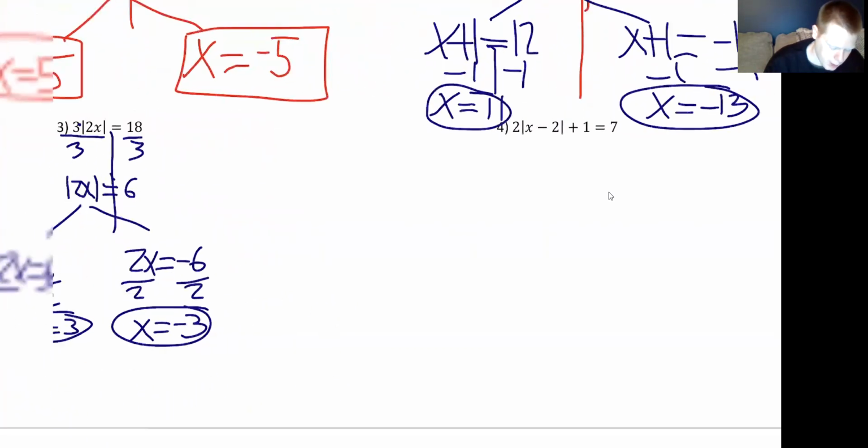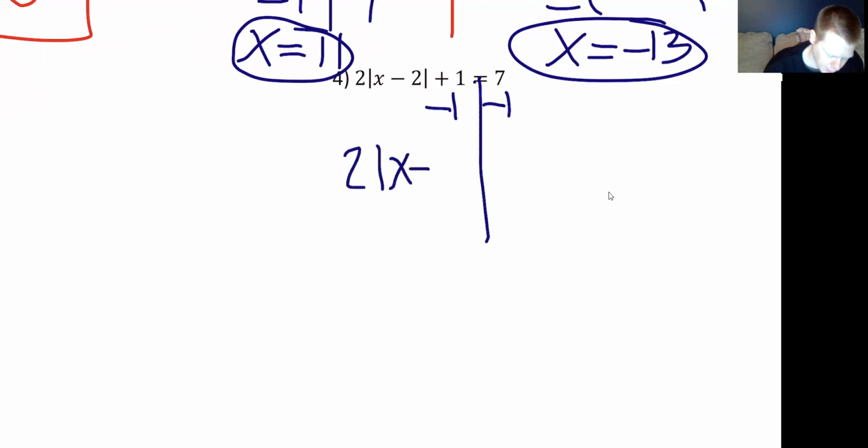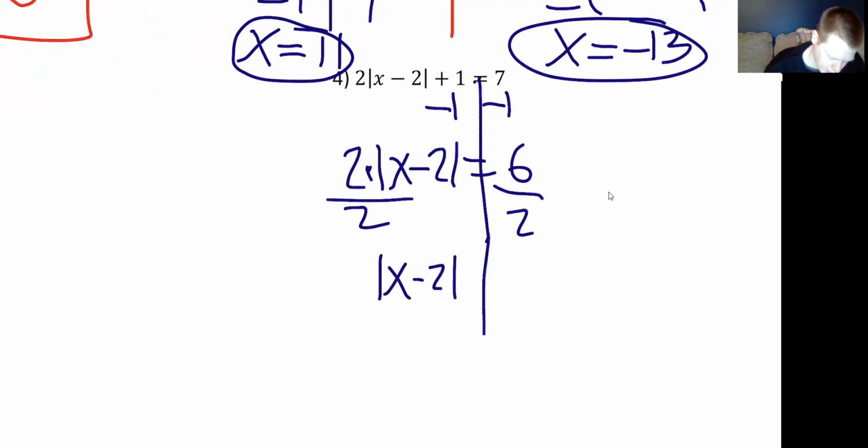Let's look at one more. In this problem, we have 2 times the absolute value of x minus 2, plus 1, equals 7. Like I said, our goal is to get that absolute value of x minus 2 by itself. To do so, the first thing you want to do is subtract that 1. If you do that, you would have 2 times the absolute value of x minus 2 equals 6. Remember, this is 2 times this, so to get rid of this 2, you divide.